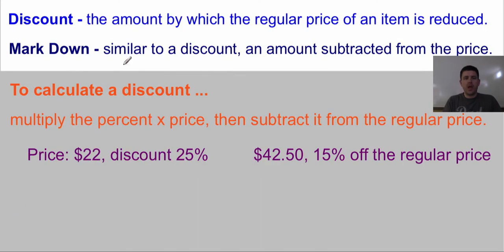Now, sometimes prices are going to go up, for sales tax or tip or a markup, but sometimes the price is going to go down, either from a discount or a markdown. Think of something going on sale at a store. So a discount is the amount by which the regular price is reduced, or a markdown is the amount subtracted from the price, but basically taking the original price and the price is going down.